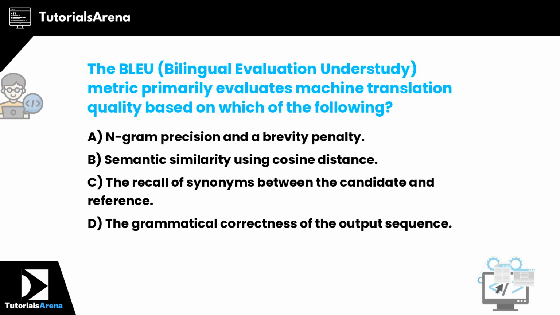The BLEU, Bilingual Evaluation Understudy, metric primarily evaluates machine translation quality based on which of the following? The correct answer is option A, n-gram precision and a brevity penalty.